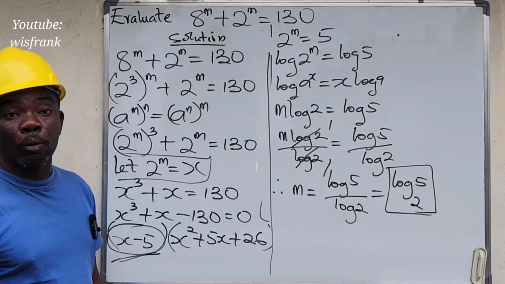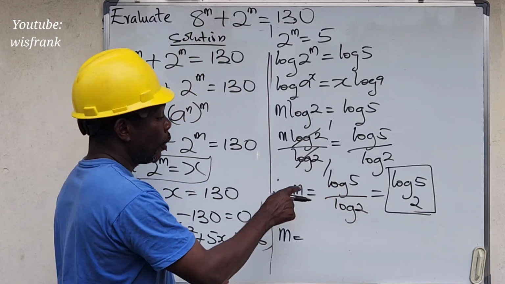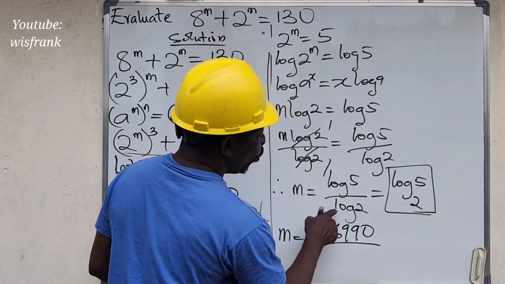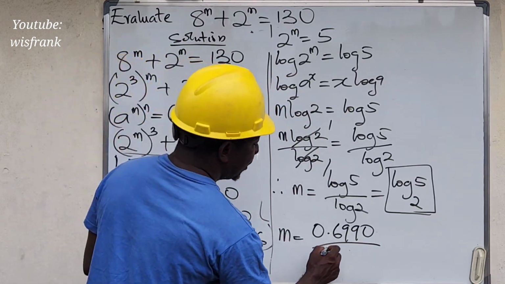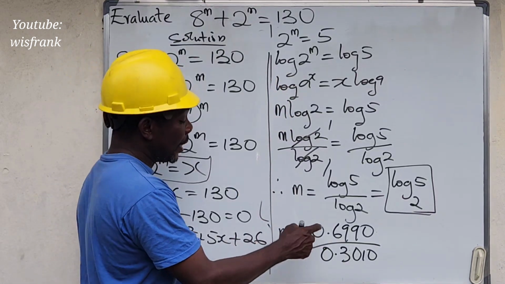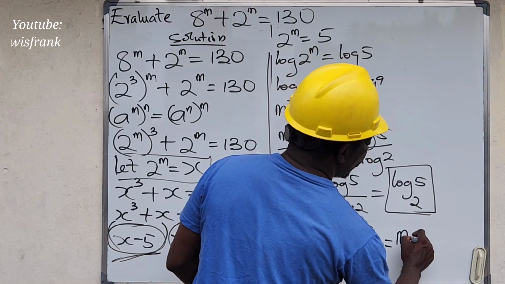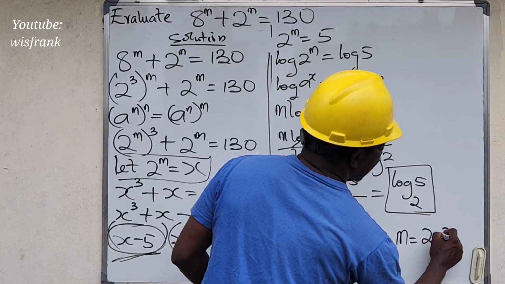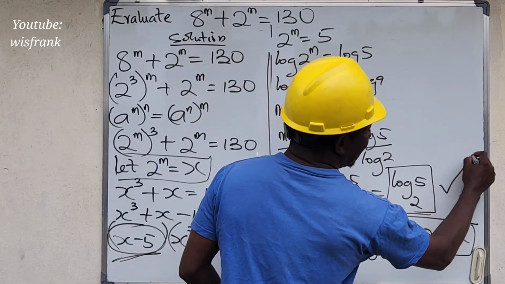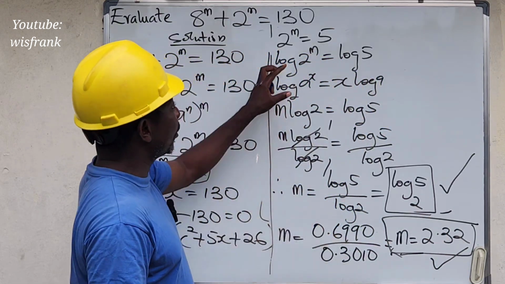Or we can use our calculator to see the value of m. When we punch our calculator, log 5 is going to give us 0.6990. Then log 2 is the same thing as 0.3010. When we divide 0.6990 by 0.3010, this is going to give us m equals 2.32. So this is the value of m that we have. Whether you write it with the log sign or you write it this way, either of these two answers still serves as the correct answer to this question.